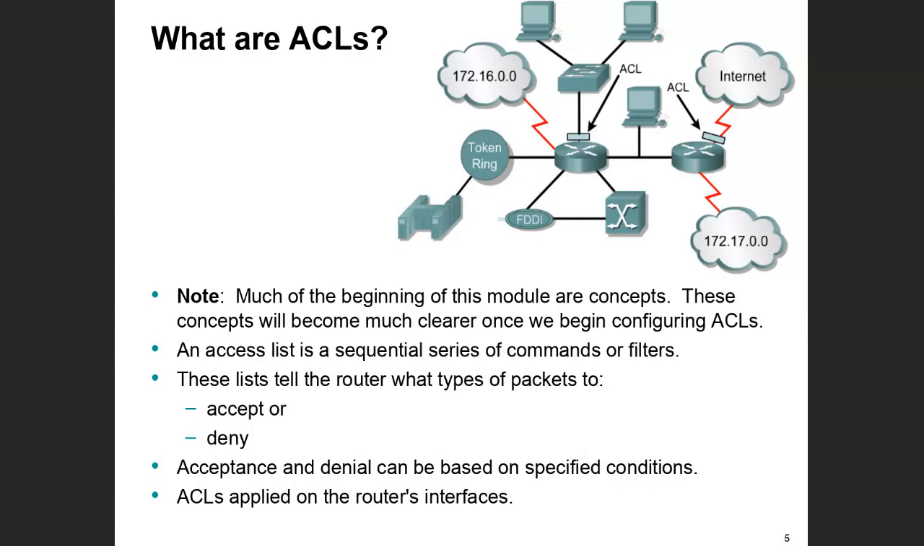So an access control list is a sequential series of commands which either accept or deny traffic. And this acceptance or denial of traffic is going to be based upon a specified condition, such as, does this packet have this source address? Or does this packet have this destination address? Or does this packet have this TCP port number? Once we define an access control list, we can apply it to a router's interface port in one of the inbound or outbound directions.